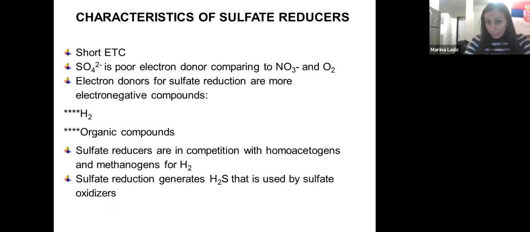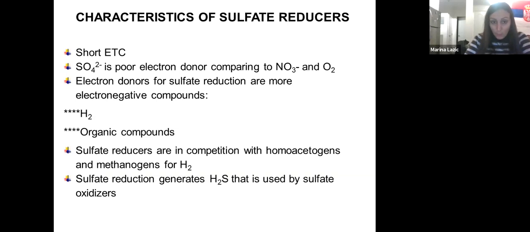Some characteristics of sulfate reducers, which you could probably conclude, is that they have a very short electron transport chain, and sulfate is not a very good electron donor, should be electron acceptor. Sulfate is a very poor electron acceptor compared to nitrate and oxygen. And electron donors for sulfate reduction have to be more electronegative compounds. So this is a mistake. We talk about sulfate as electron acceptor, the same way oxygen and nitrate are electron acceptors, just they're much better. Donors are different. Donors are oxidized, so we can have electron release. So there are not many choices for sulfate reducers.